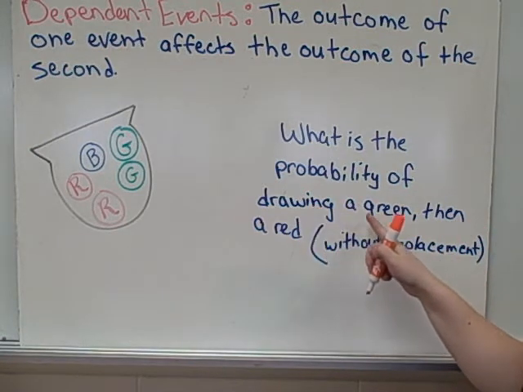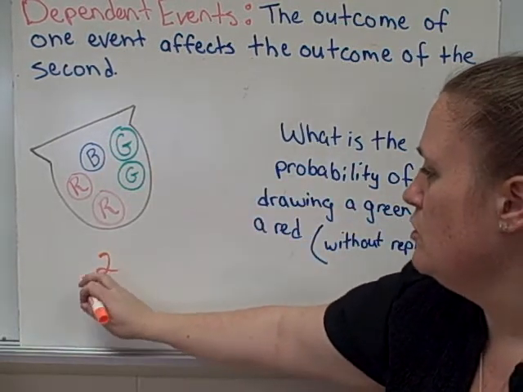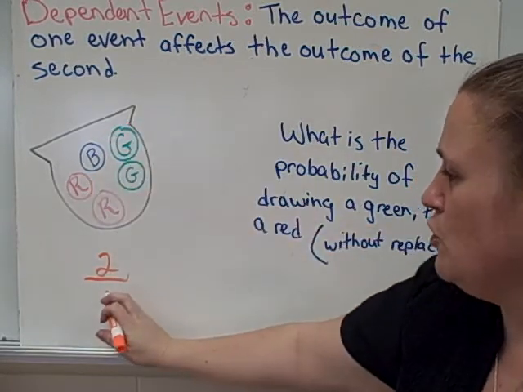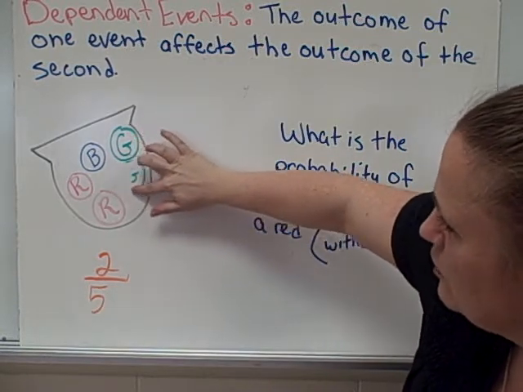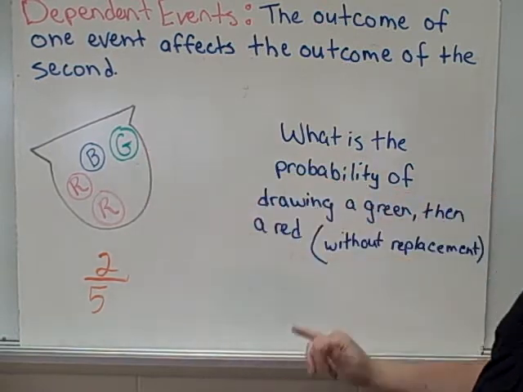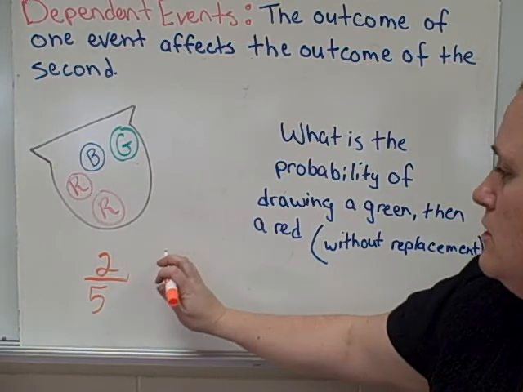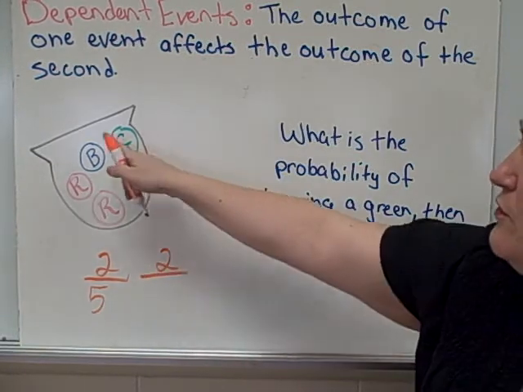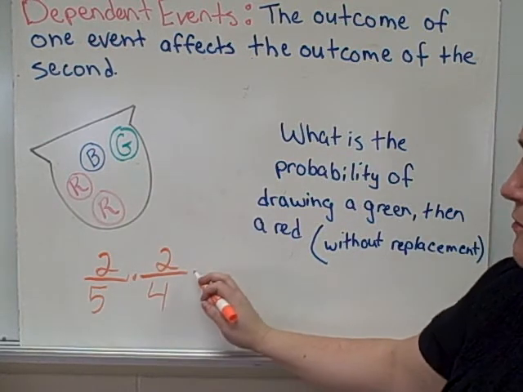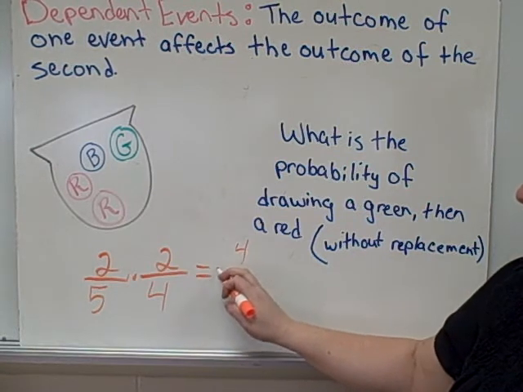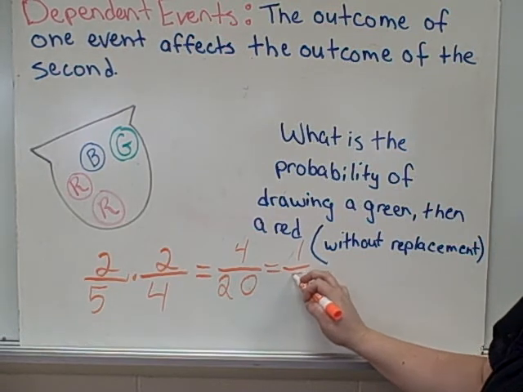First of all, the probability of drawing a green: there are 2 greens out of 5 total. Now, if I've drawn a green out of the bag, it goes away. Now, what is the probability of drawing a red? Well, there are 2 reds out of 4 marbles in the bag. We multiply them together, which simplifies to 1/5.